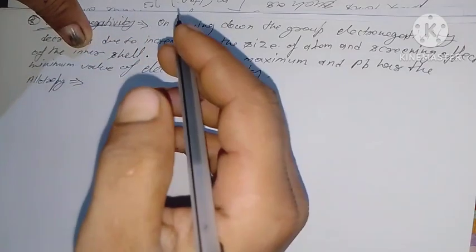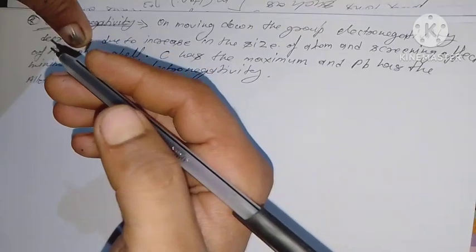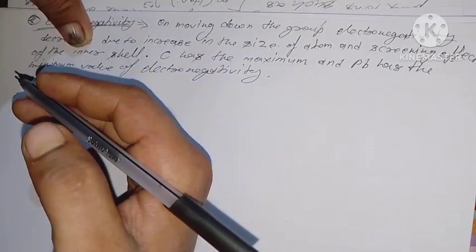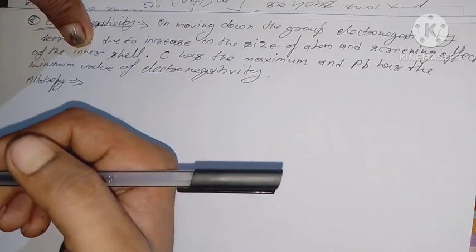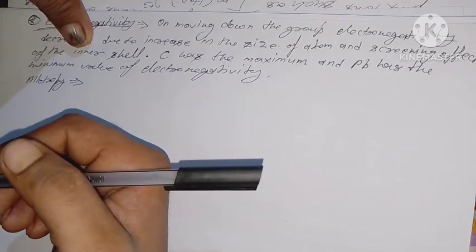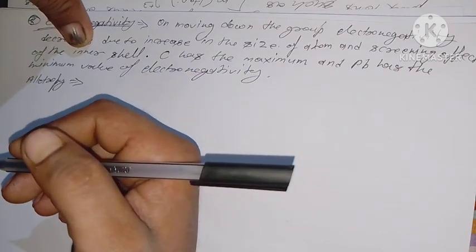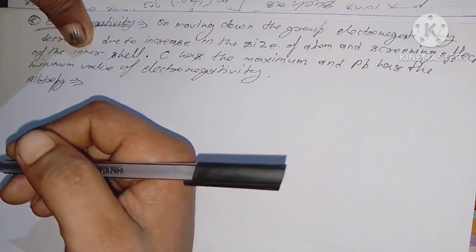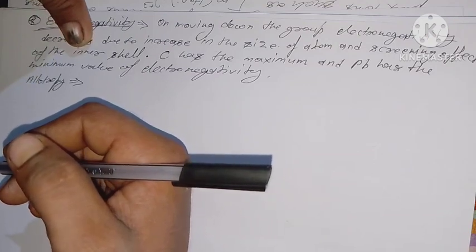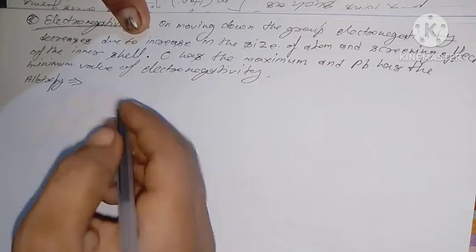Next, allotropy. All of these elements show allotropy except lead. Carbon exists in two crystalline forms, diamond and graphite, and in several amorphous forms. Silicon occurs in crystalline and amorphous forms. Germanium in two crystalline forms. Tin occurs in three allotropic forms: gray, white, and rhombic tin.